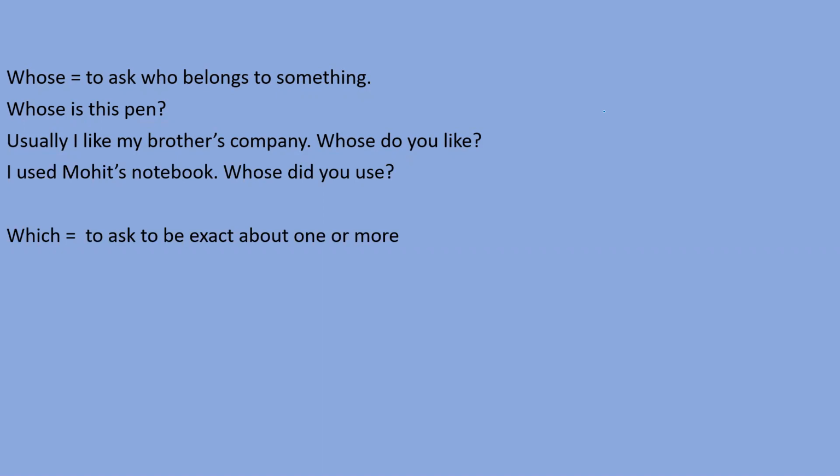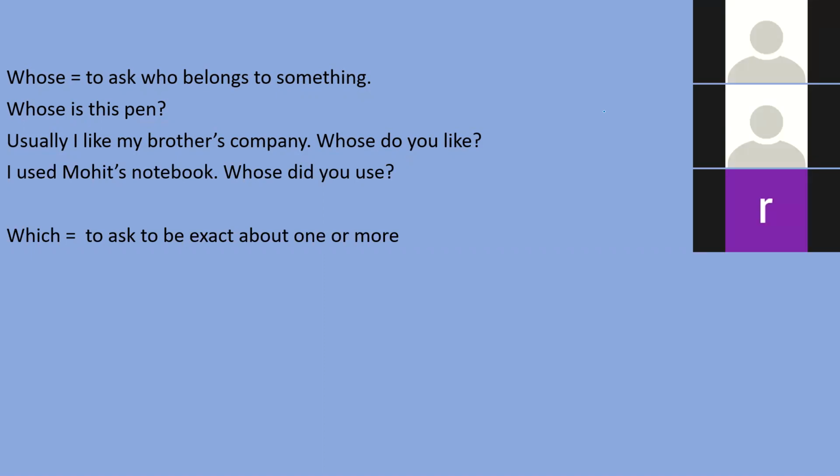Next, which to ask to be exact about one or more. When we want to be exact about one or more, we should use which word. Like if I say I will wear the new dress in the party, which will you wear? So I'm asking someone who has many dresses and I want to know about the exact dress. So I should use which will you wear. So I want to be exact about one or more, right?